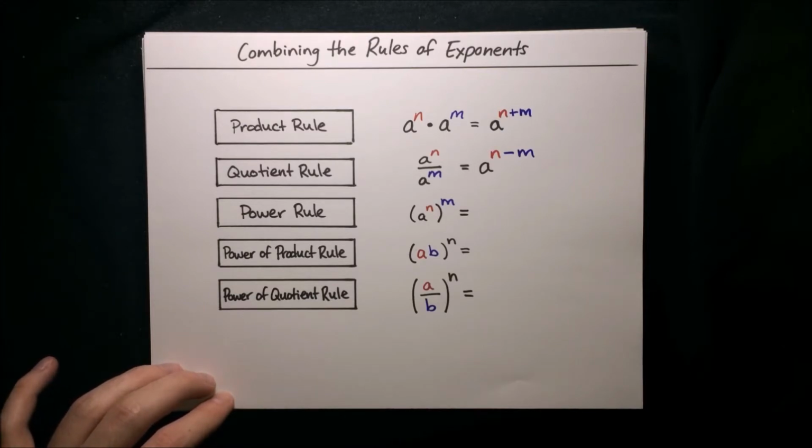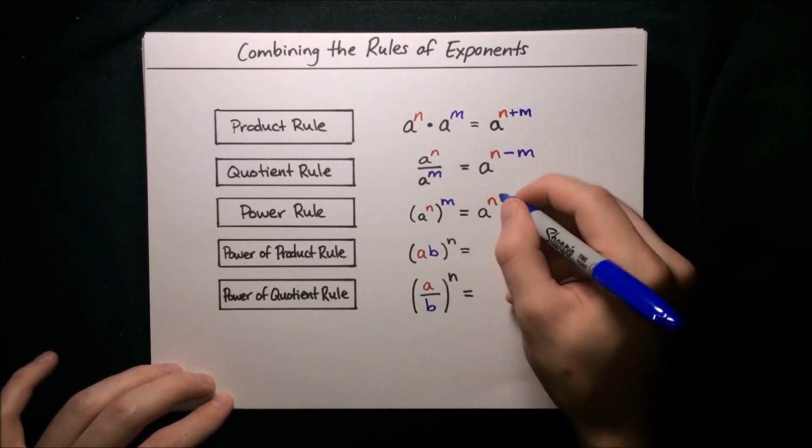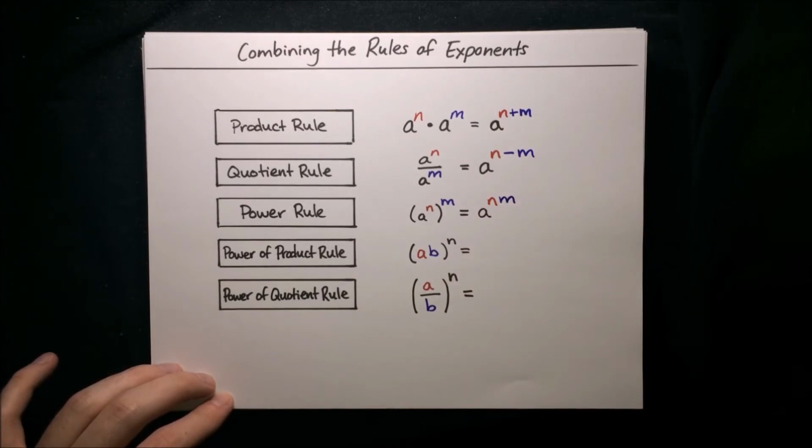Okay, on to the power rule. If we've got this expression a to the n, and we are exponentiating that expression itself to the m power, then how does this simplify? Well, think about it like this. a to the n is just a multiplied by itself n times. And then we're multiplying that whole expression by itself m times. So altogether, it's like we've got m groups of n a's, and the total number of a's then is just the product, n times m. So we stick that in the exponent.